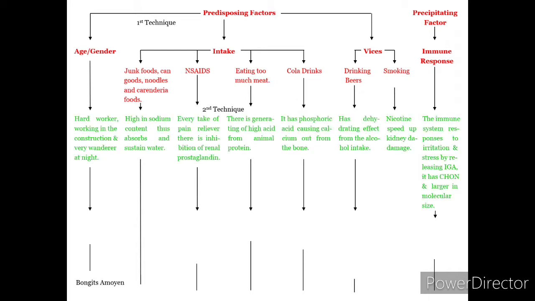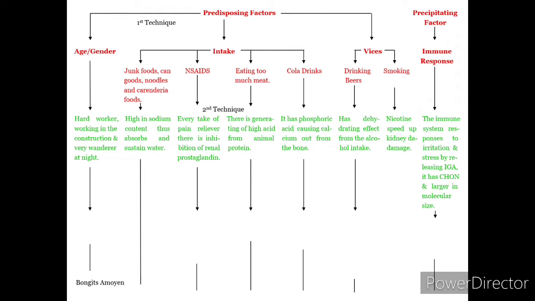Knowing the effects of these factors, we can ask questions like how NSAIDs contribute to the development of chronic glomerulonephritis, how age and gender have something to do with the development of chronic glomerulonephritis, how drinking beer and smoking affect the glomerulus or nephrons of the kidneys, or how immune response got involved in chronic glomerulonephritis. These questions are helpful enough in knowing the entire disease process of chronic glomerulonephritis.